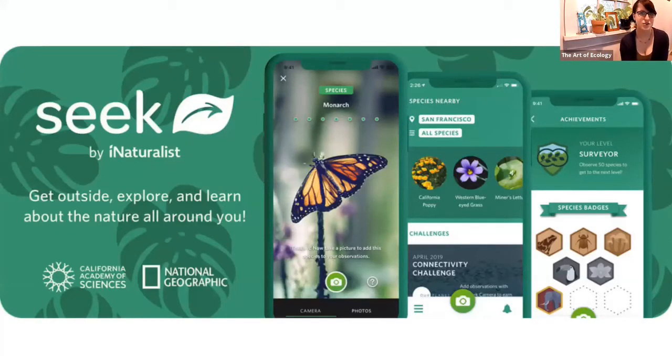This is a screenshot of Seek. It is very user-friendly, more gamey than iNaturalist. Again, iNaturalist is more of the dry observation. You input your observation and the community at large can help identify if you're having trouble or if iNaturalist doesn't get it right away. But Seek can have little games. The more you observe, the more badges you learn. So for younger students, this can be more motivational and encouraging for them to want to participate in it.